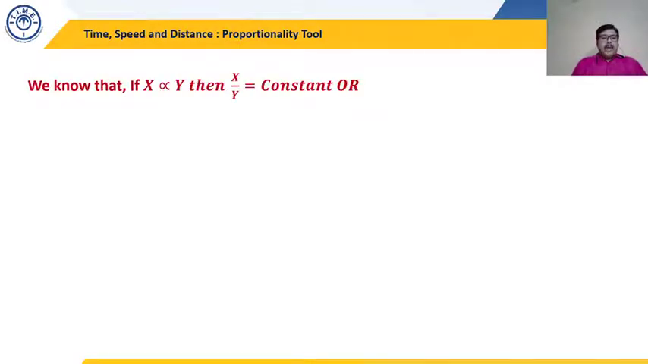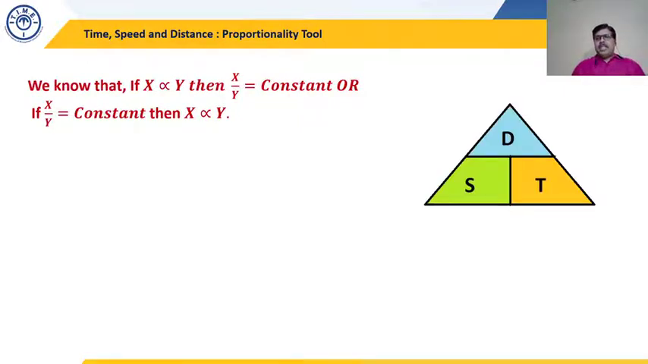Now, again we have already discussed this point. If x is directly proportional to y, then x upon y is constant. Or if x upon y is constant, then x is directly proportional to y. So distance upon speed is equal to time. And this time speed is constant. Can I say if speed is constant, distance divided by time is constant? And if distance divided by time is constant, distance is directly proportional to time.